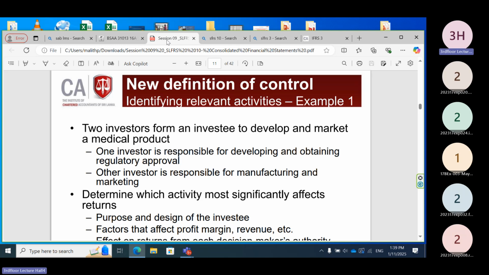Normally activities will be divided based on voting rights. The one who holds the voting rights has taken the activity which relates to the return. They are the voting right holders, and they have used them, so they have taken the activities too.